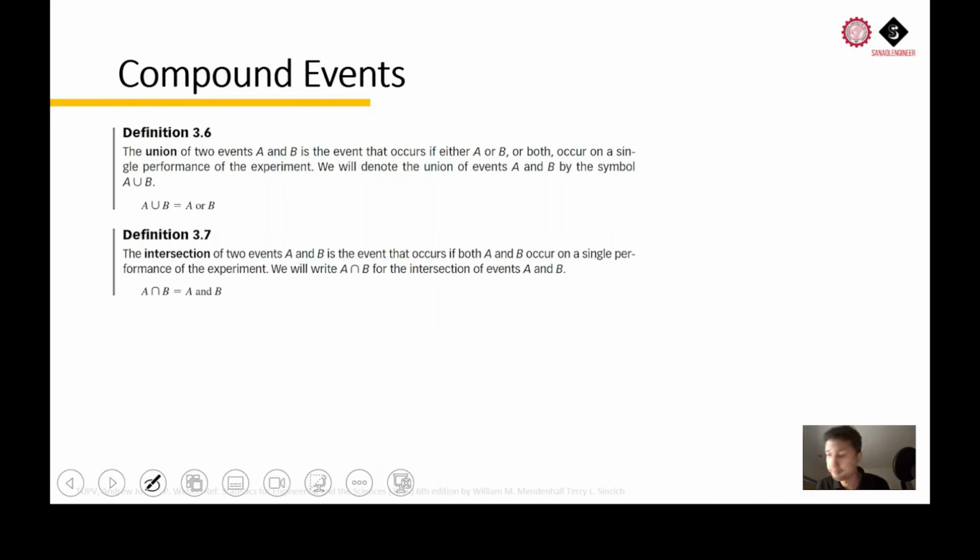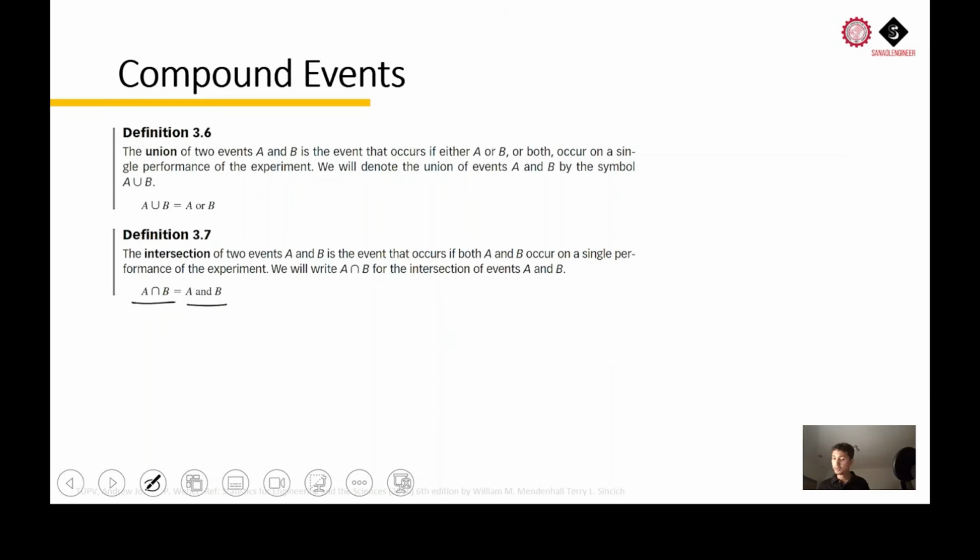Another definition, the intersection of two events, A and B, is the event that occurs if both A and B occur on a single performance of the experiment. We will write A ∩ B for the intersection of events A and B, and this is the notation. And that is equivalent to having A and B, not addition, but the confluence or the combined characteristic of A and B. That is the meaning of that.